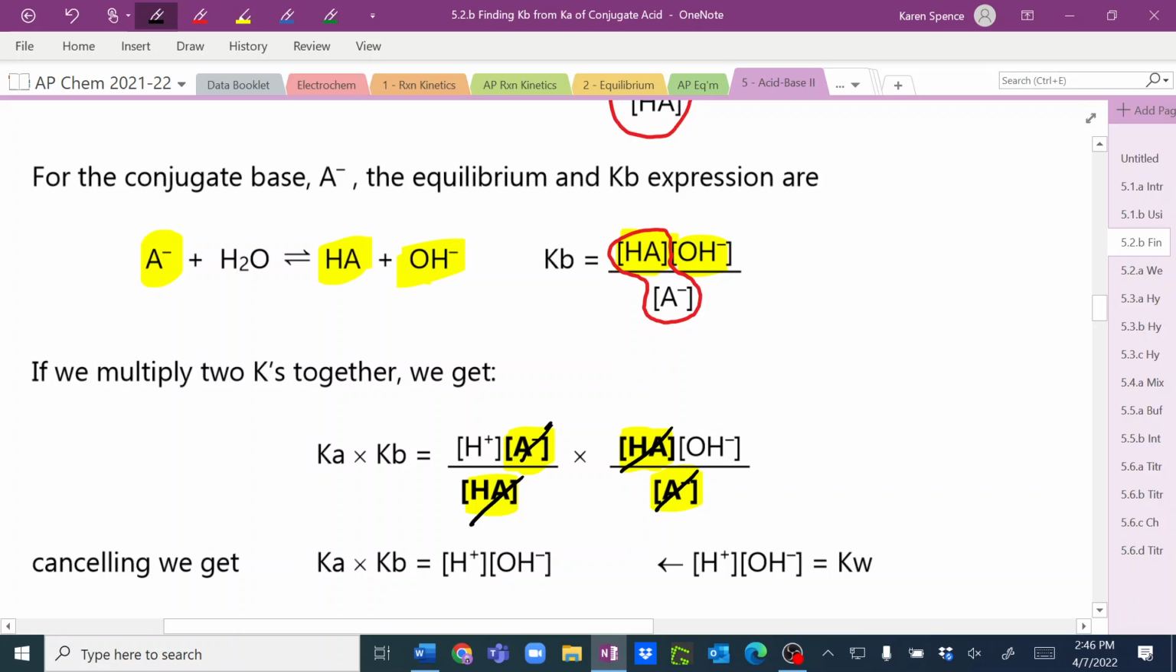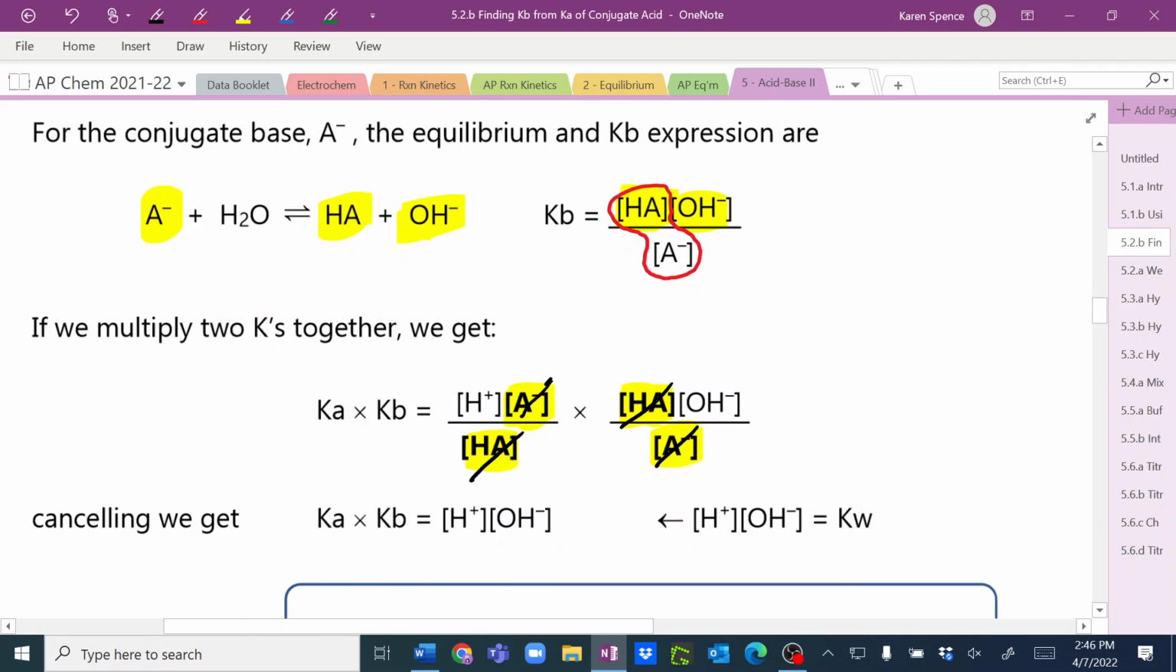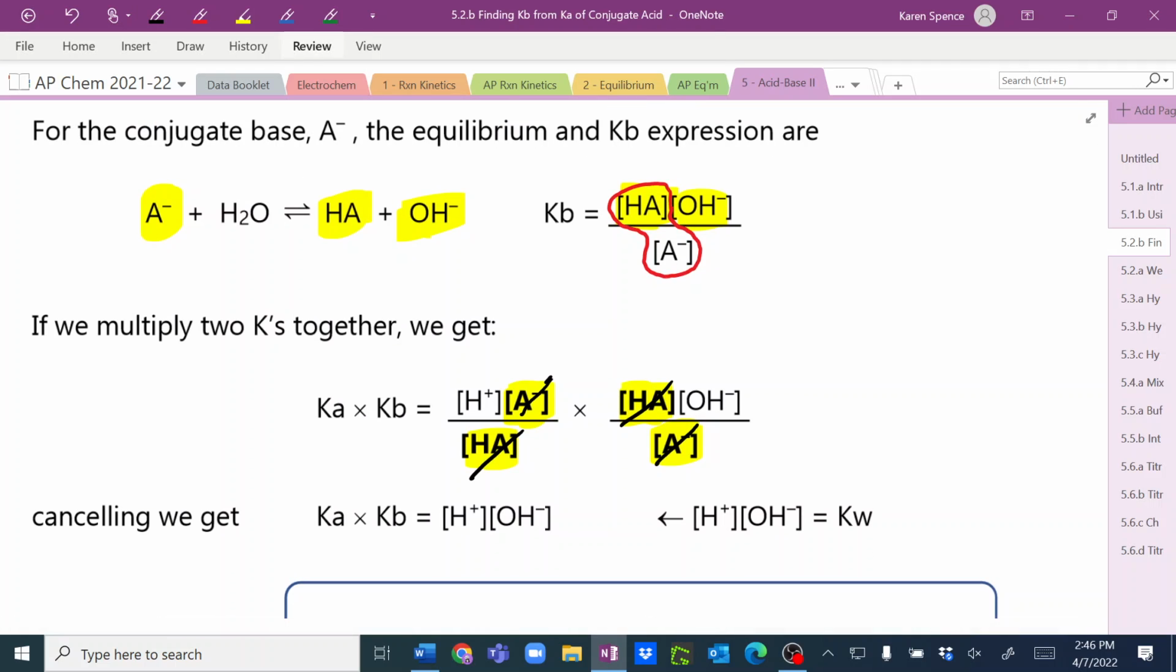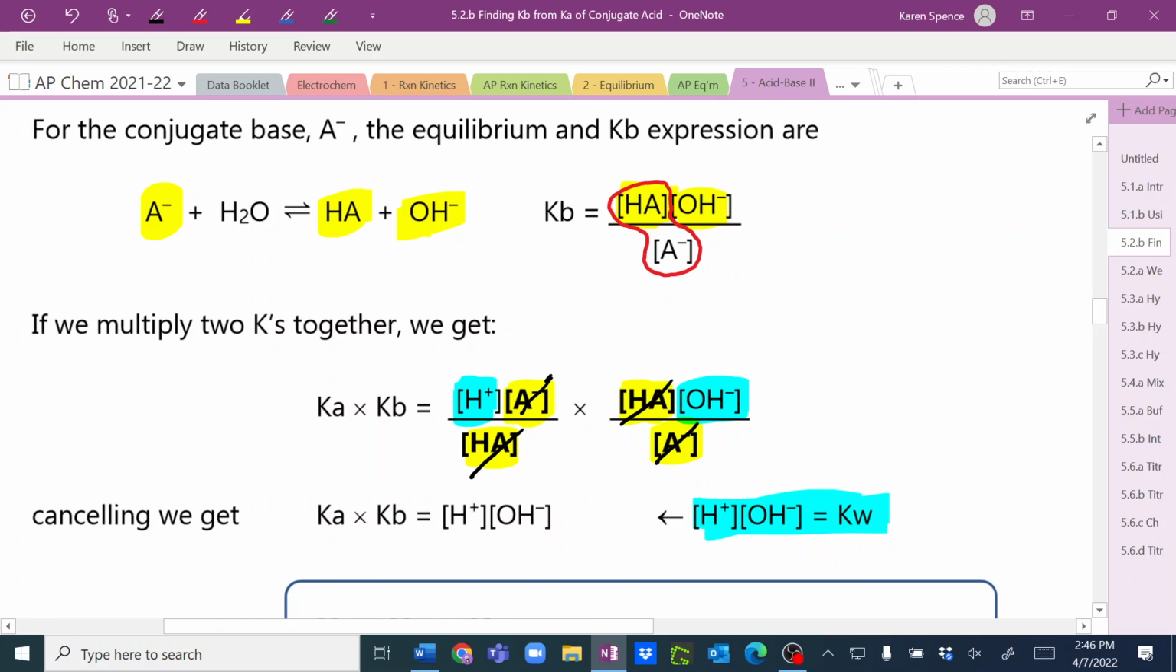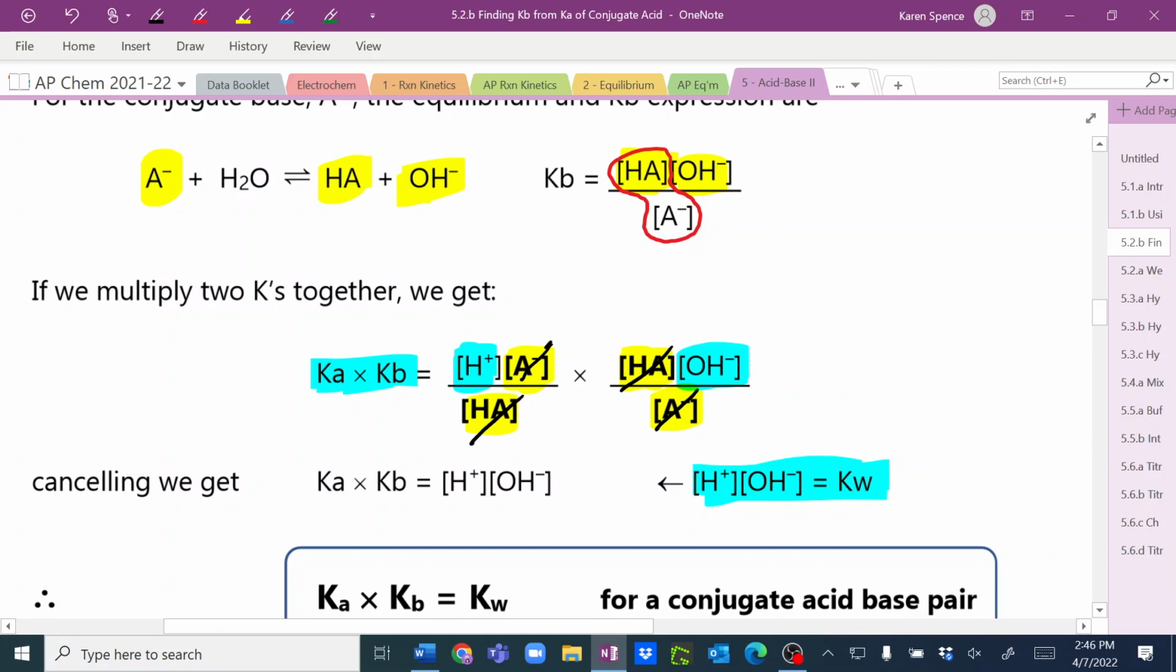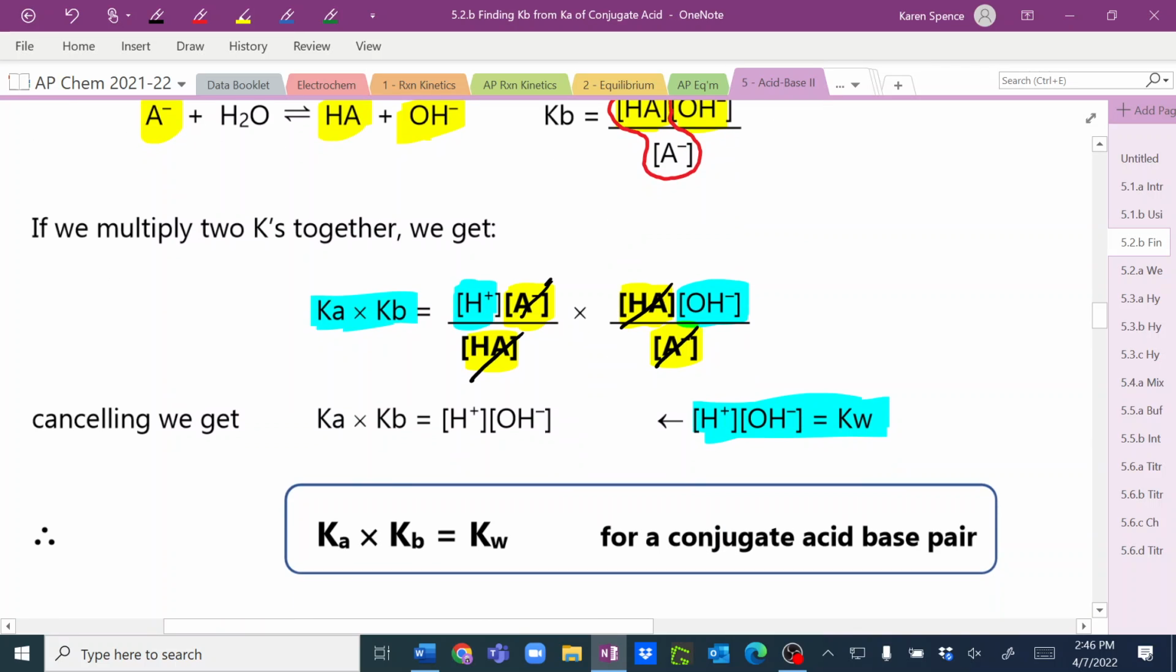So what we're left with then is Ka times Kb is equal to, the only things left are hydrogen times hydroxide. And what is hydrogen times hydroxide? That's Kw. So we've got H times hydroxide is equal to Kw, and that's equal to Ka times Kb. So now we have Ka times Kb equals Kw.